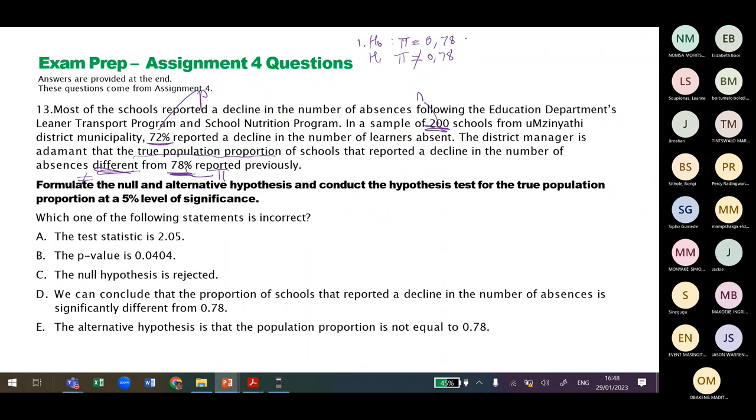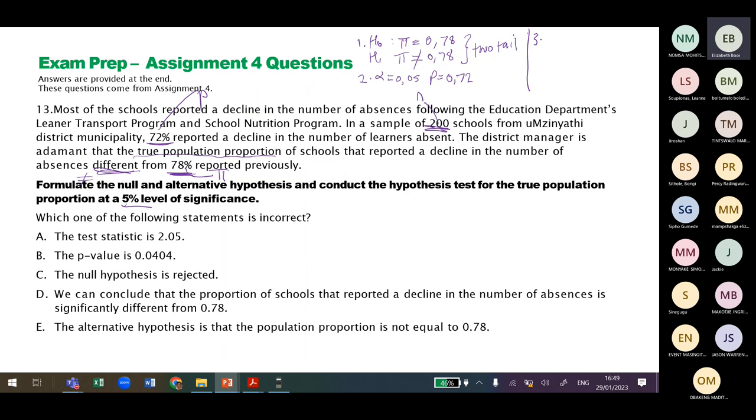We are doing a two-tailed test. Step number two, we state what we are given. We know what alpha is. Our alpha is 0.05. The rest, I've already highlighted them. The sample proportion is 0.72. So our p, if they didn't give us our p, we would have calculated it, but they gave it to us. So it's 0.72.